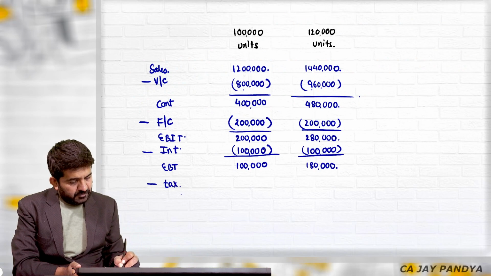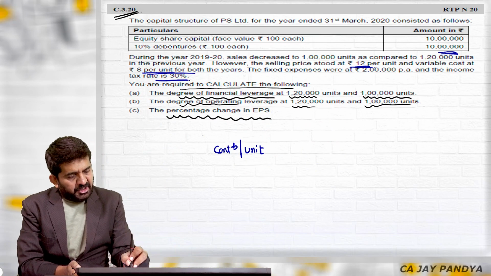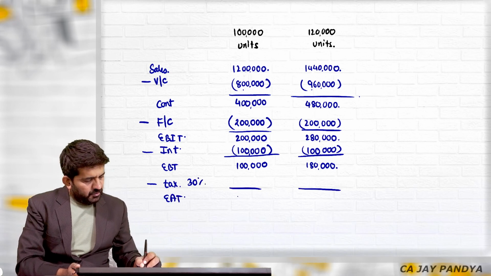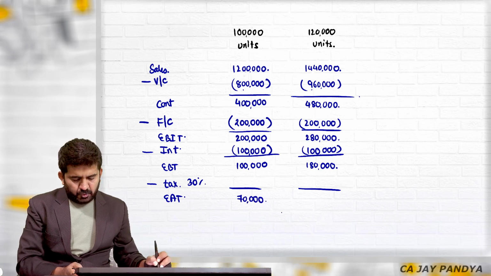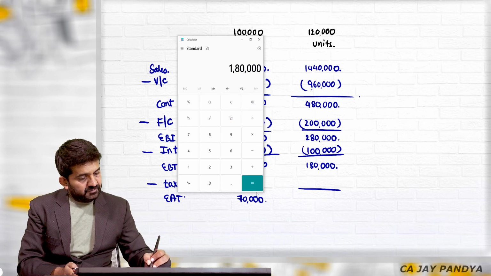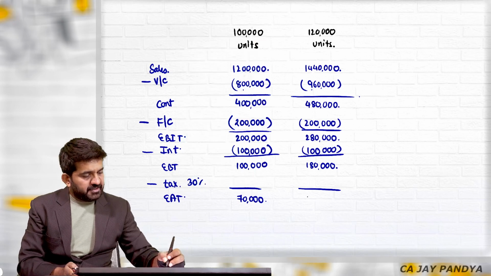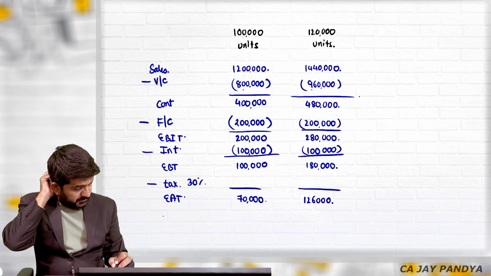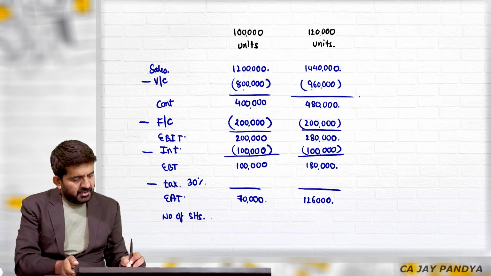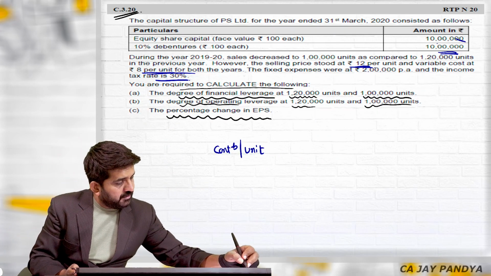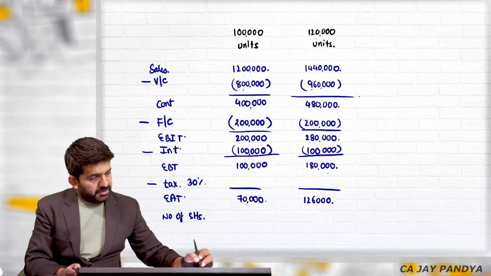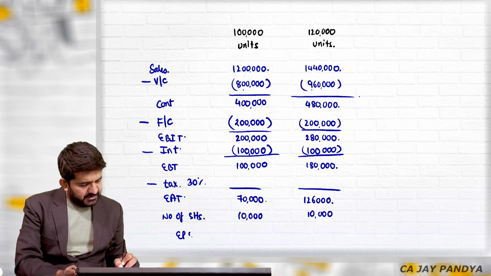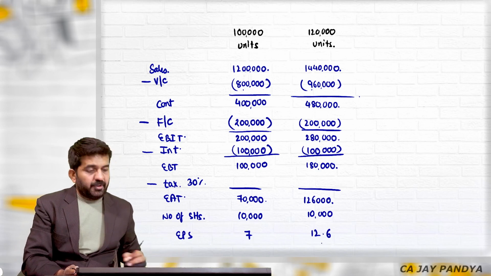Minus taxation. Taxation is 30%. So I can directly find out earning after tax. This will be 70%. This will be 1,80,000 into 70%, 1,26,000. Divided by number of shares, I'll get the answer of EPS. Number of shares are 10,000. EPS will be 7 and 12.6. All right.